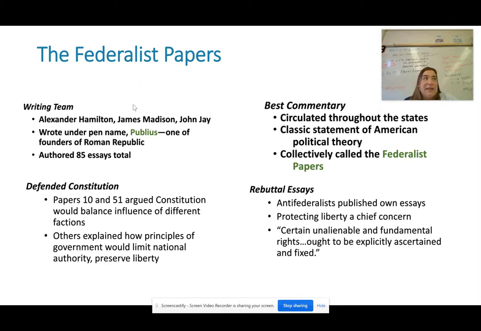I remember reading these papers in here at St. Basil's and also in college. They were collectively called the Federalist Papers.